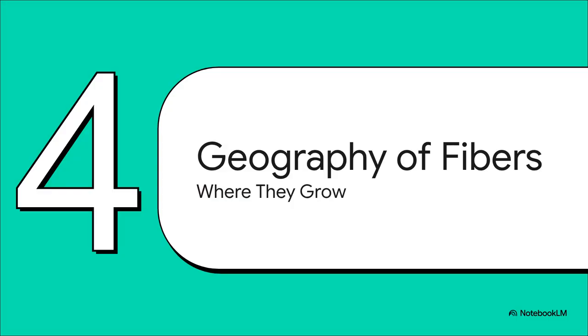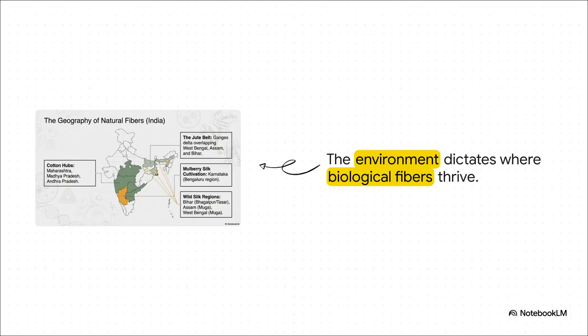All right, let's zoom out for Section 4, the geography of natural fibers. Using India as a prime example of agricultural diversity here, notice how the jute belt overlaps perfectly with the Ganges Delta across West Bengal, Assam, and Bihar, where the massive water supply supports its growth. Meanwhile, the distinct mulberry silk hubs are concentrated way down south in the Bengaluru region. The local environment completely and directly dictates exactly which of our biological fibers will thrive there.